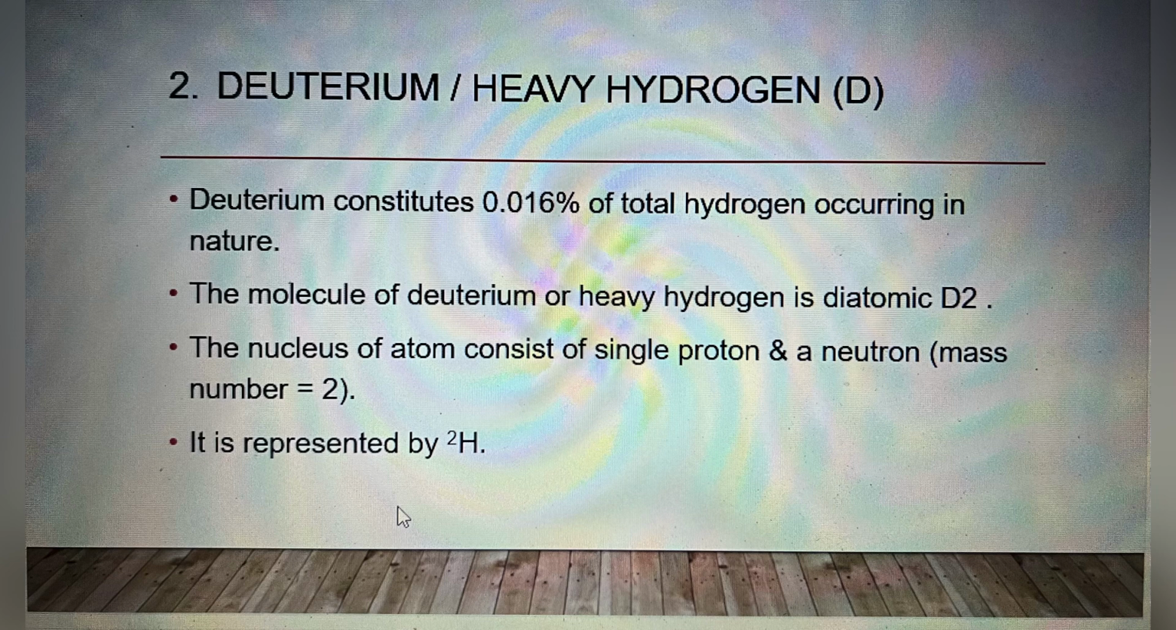The second hydrogen isotope is deuterium. It is also called heavy hydrogen, and it is represented by D. Deuterium constitutes 0.016% of total hydrogen occurring in nature. The molecule of deuterium or heavy hydrogen is diatomic, D2. The nucleus of the atom consists of a single proton and a neutron. Mass number is equal to 2. It is represented by 1H2.